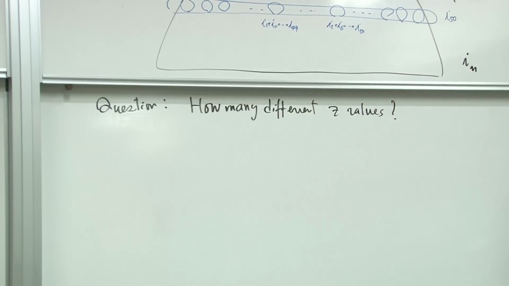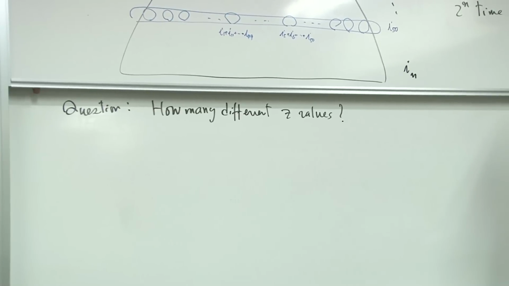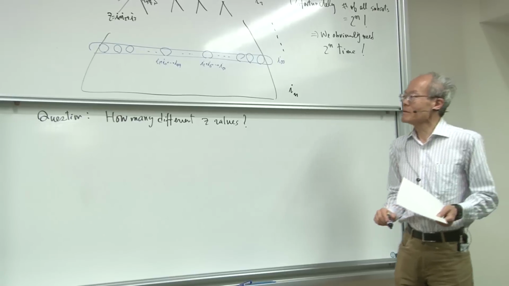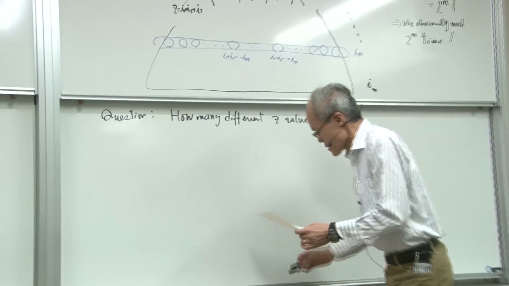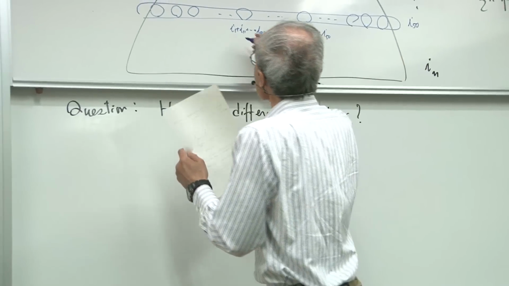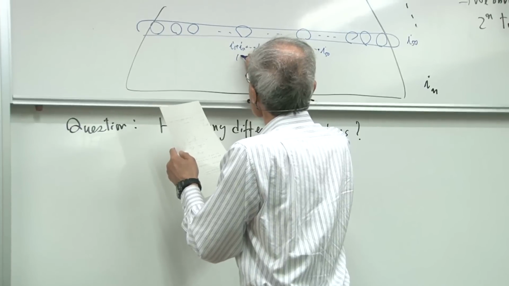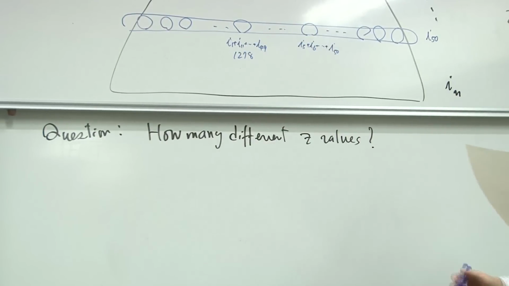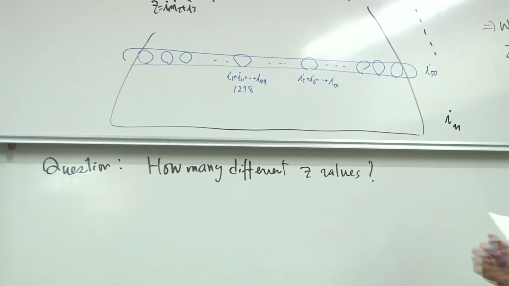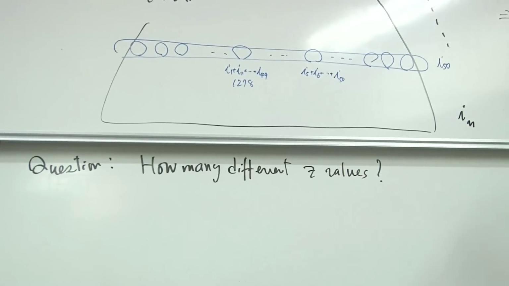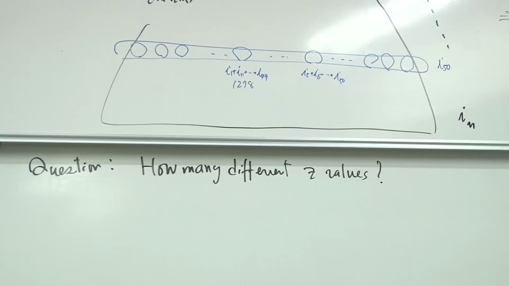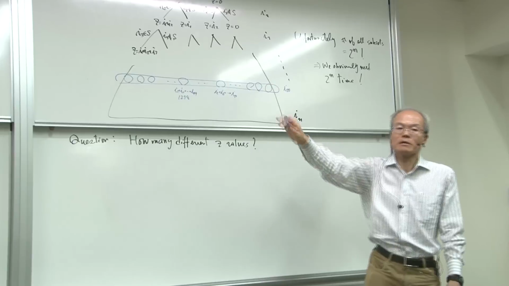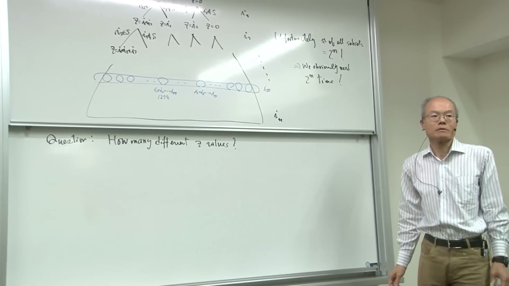How many different Z values are there? Suppose that this Z value is, I don't know, 1275, 78. So this is one Z value. My question is how many different Z values are in this whole tree, or in this level? How many different Z values?